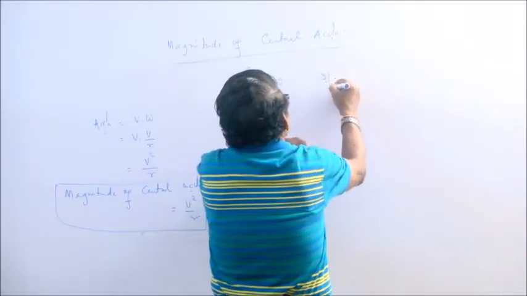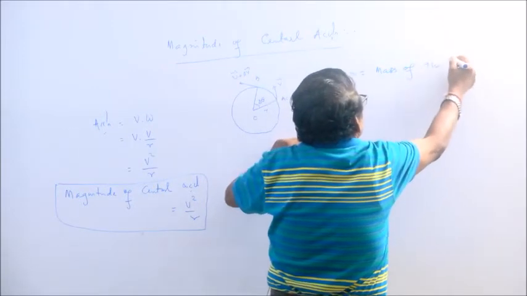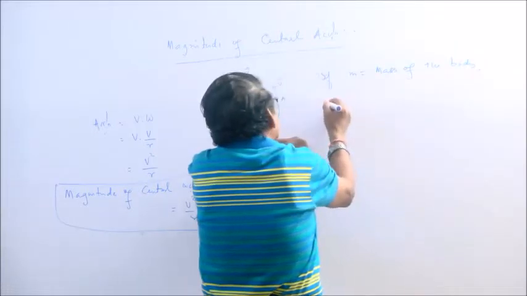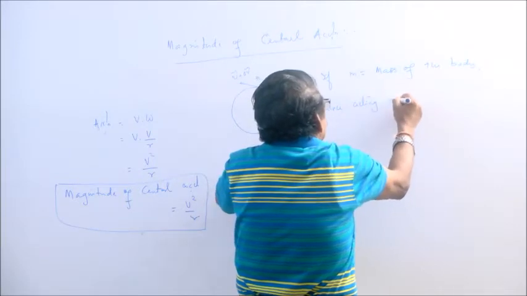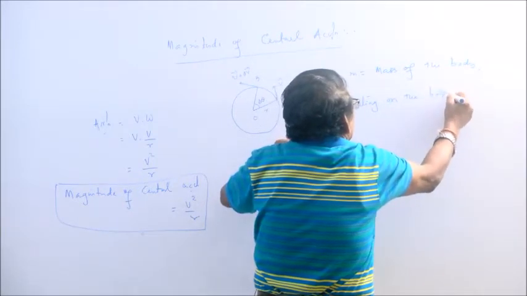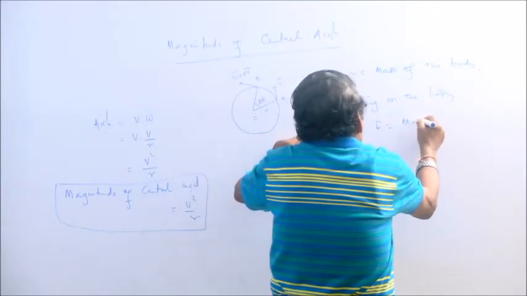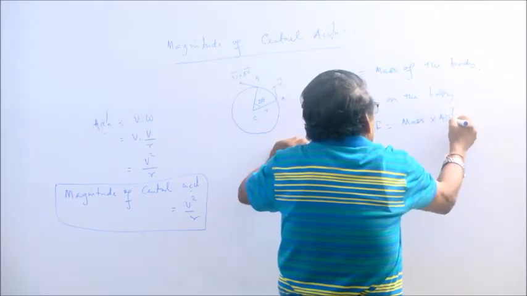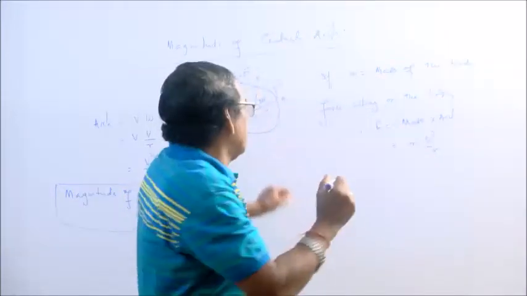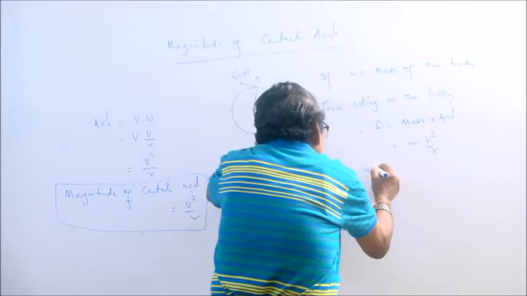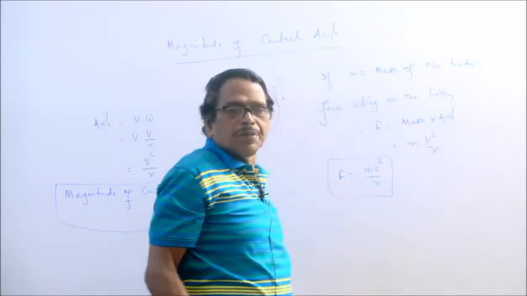If m is the mass of the body, what is the force acting on the body? Force is equal to mass into acceleration. F is equal to how much? Mass into acceleration, m, and acceleration is V square by r. So this is the force acting on the body. F is equal to mV square by r.